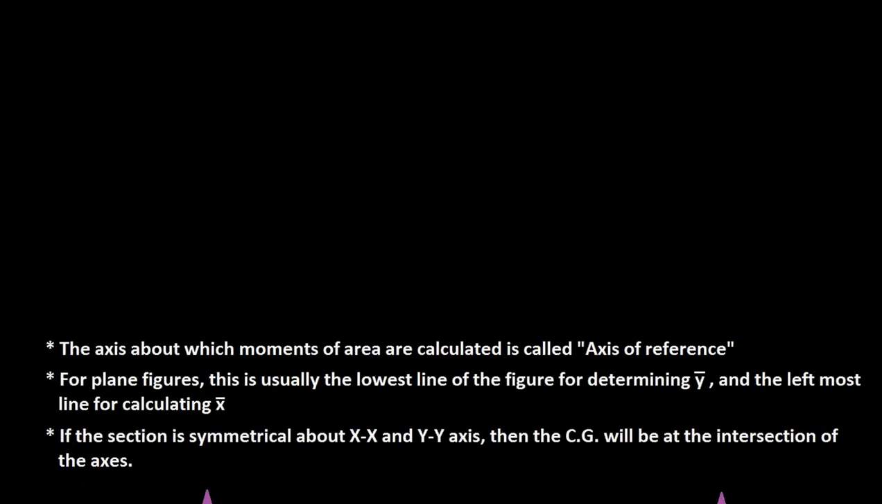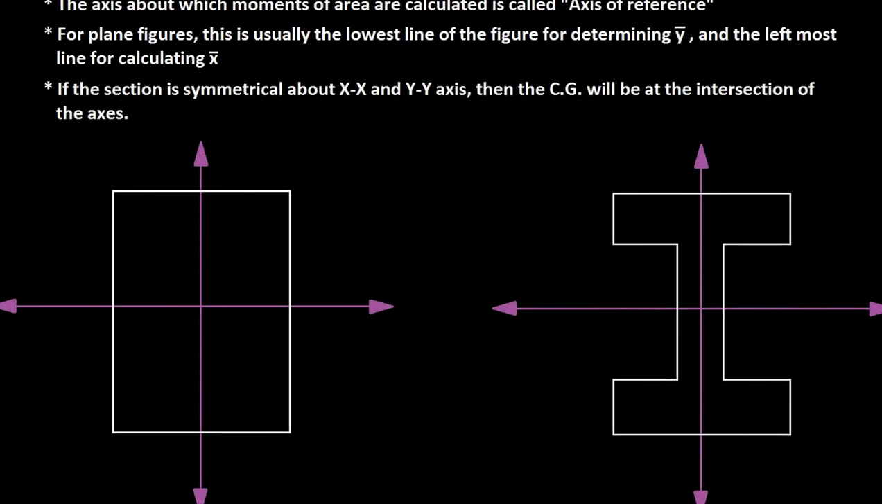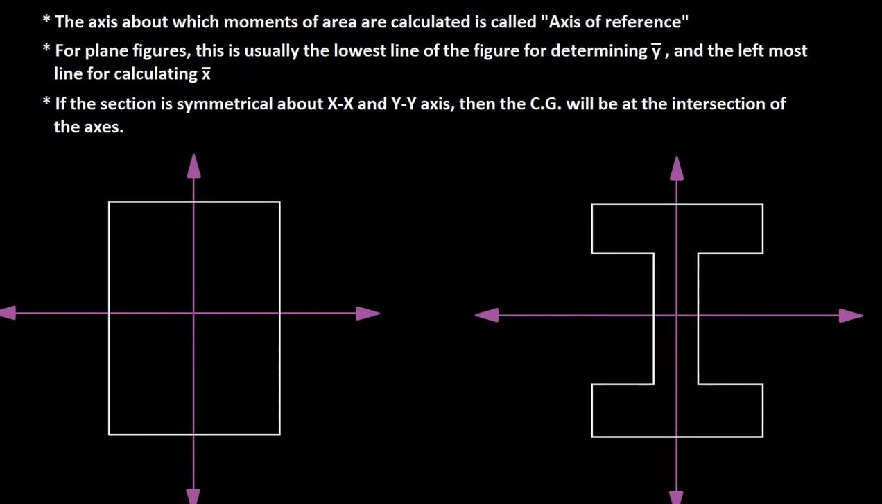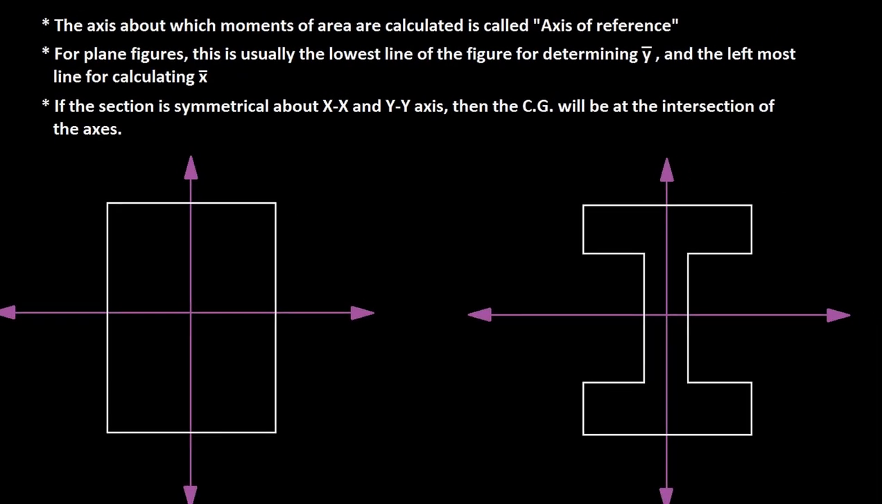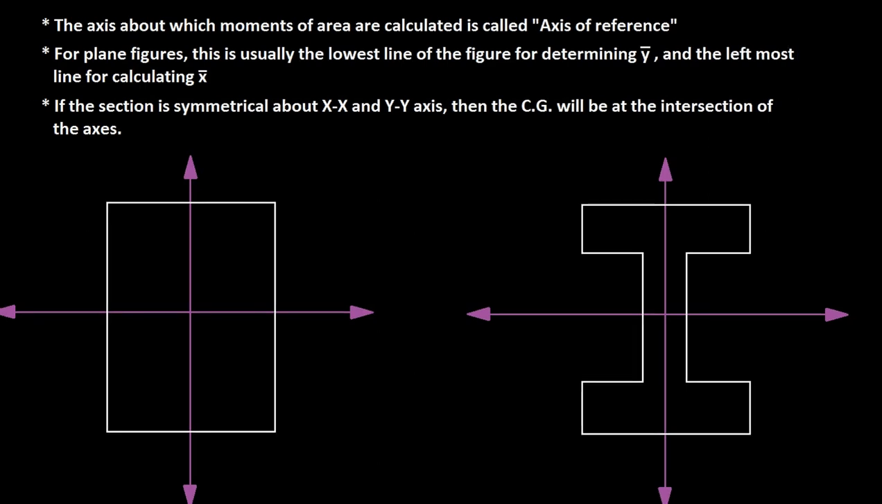Here's a continuation of the discussion on centroid and center of gravity. We discussed this in a few previous videos, and I'm just trying to explain another worked out example here. The centroid or moment of area is calculated about an axis, and the axis about which the moment of area is calculated is called the axis of reference.